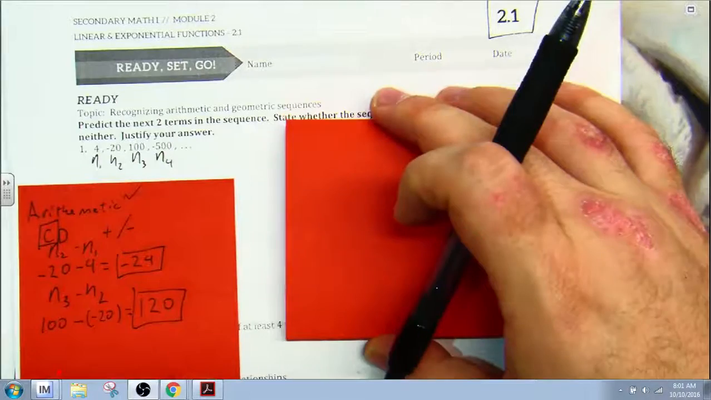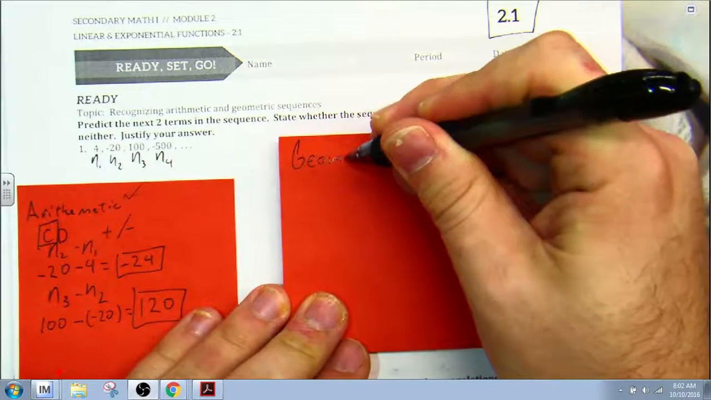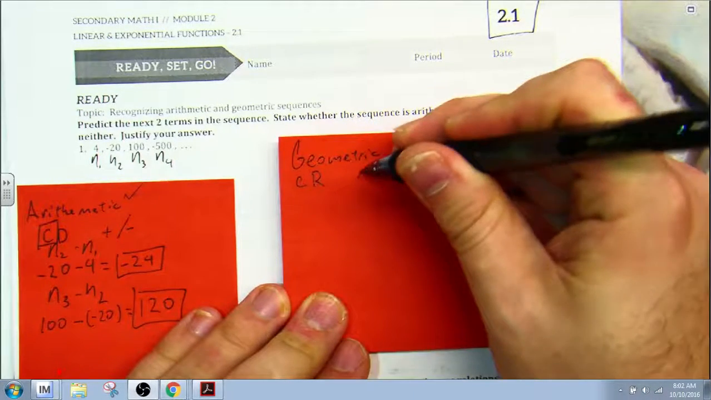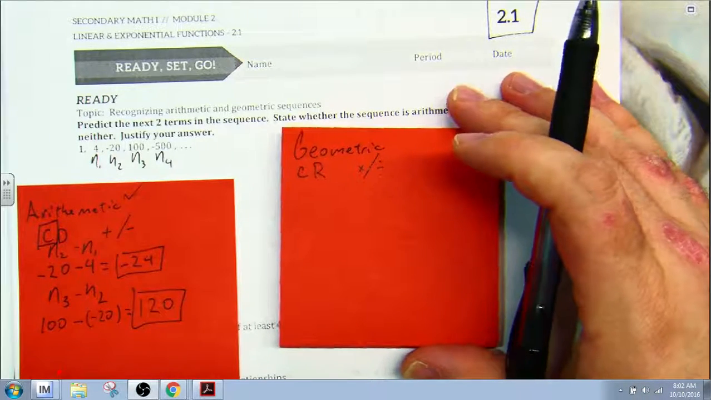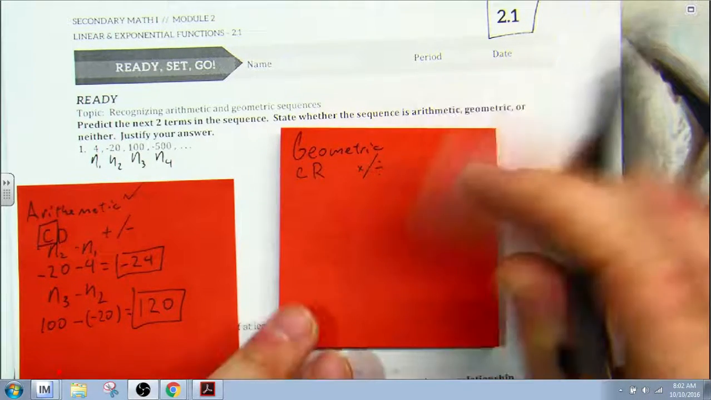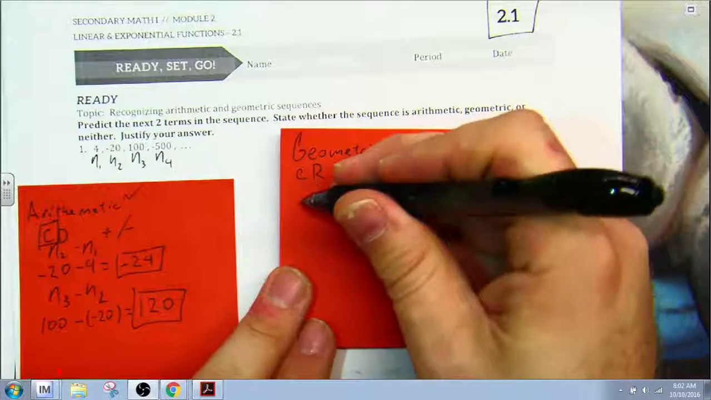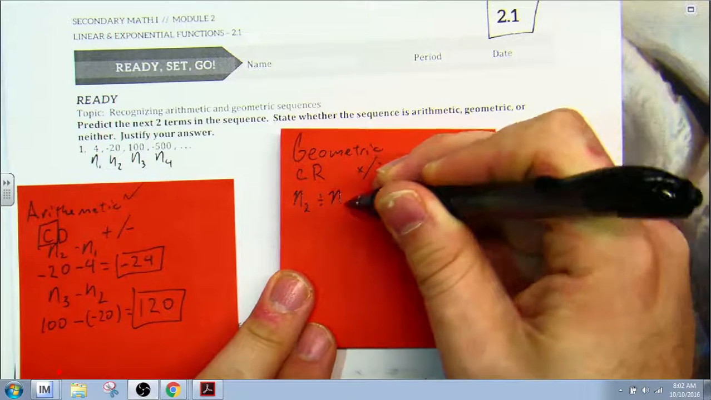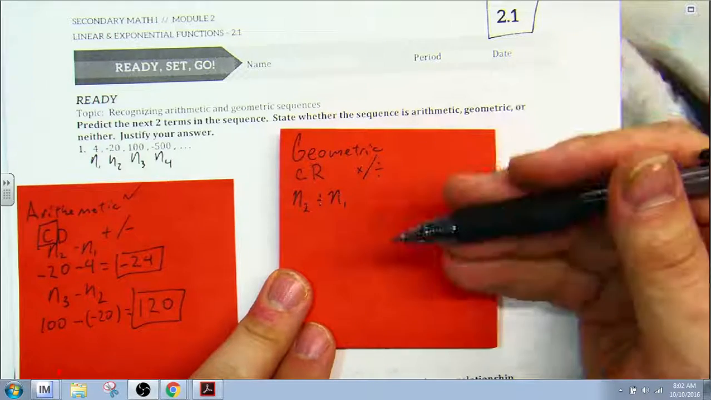The other thing that we care about is, of course, the geometric. And for geometric sequences, we're looking for a common ratio. That means we're multiplying or dividing by the same number each time. So to do this, it's very similar. You see how I took n2 and I subtracted n1? Well, here I'm going to take my n2 and divide by my n1, and I'll see what my ratio is, and then see if I have a common ratio.